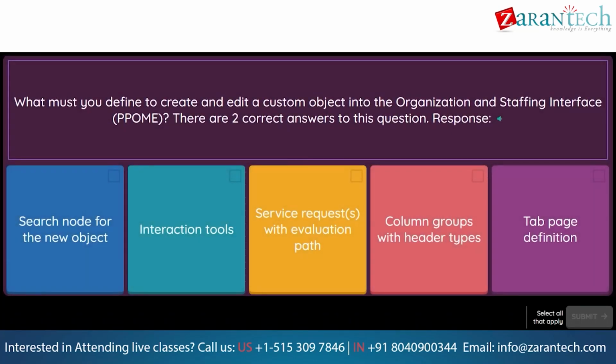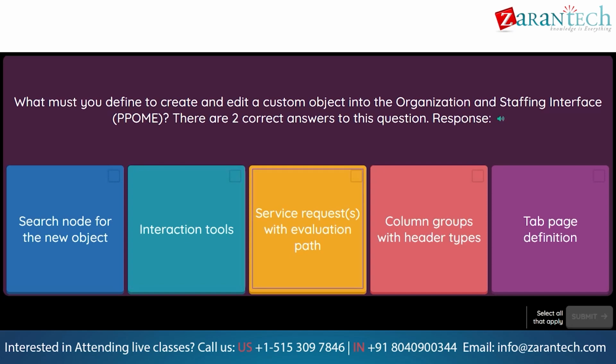Question: what must you define to create and edit a custom object in the organization and staffing interface, POM? There are two correct answers to this question. Response. Option 1 search node for the new object. Option 2 interaction tools. Option 3 service request, S, with evaluation path. Option 4 column groups with header types. Option 5 tab page definition.